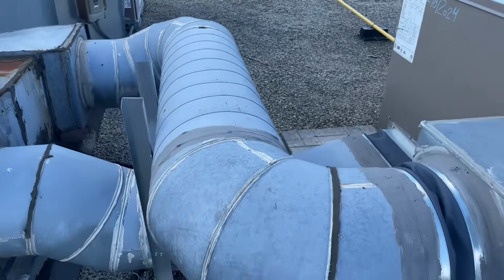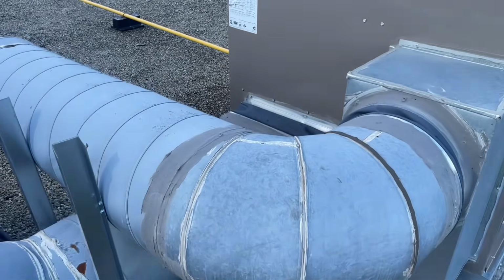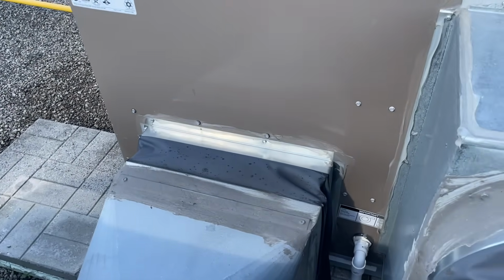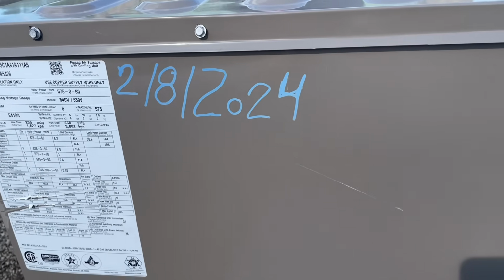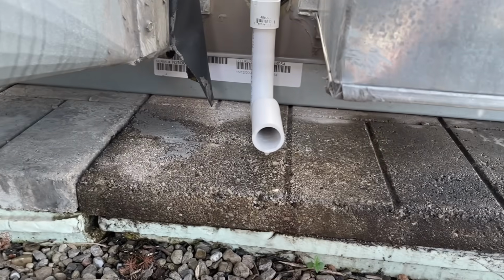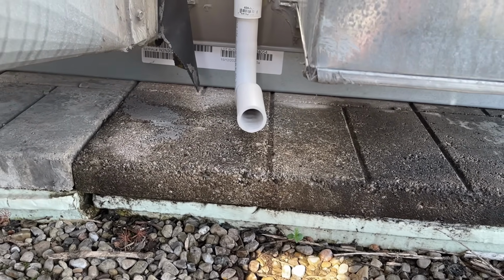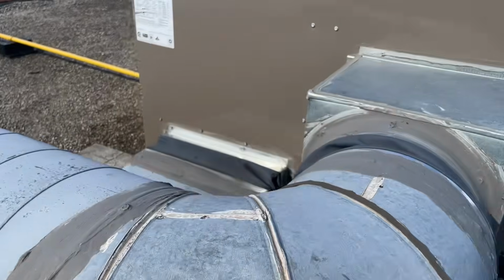Side discharge unit. The ductwork isn't that pretty, but hey, if it works, it works. There's our date on it. So it was changed just under a year ago. Our condensate trap. Looks like there's condensation coming out, so it's pulling humidity out of the space, which is good.